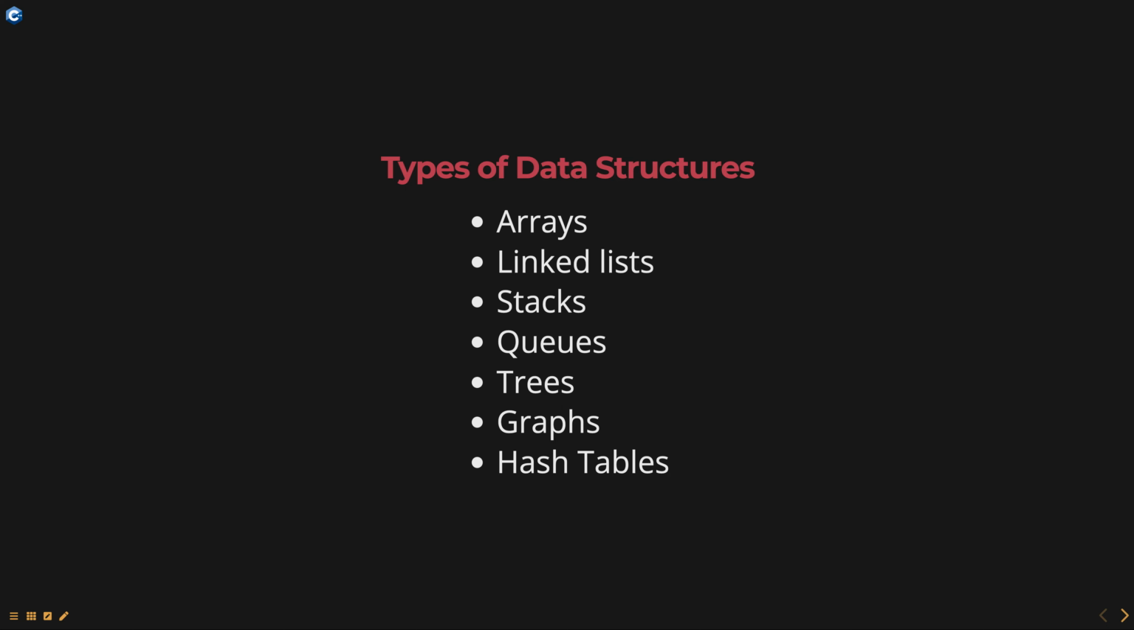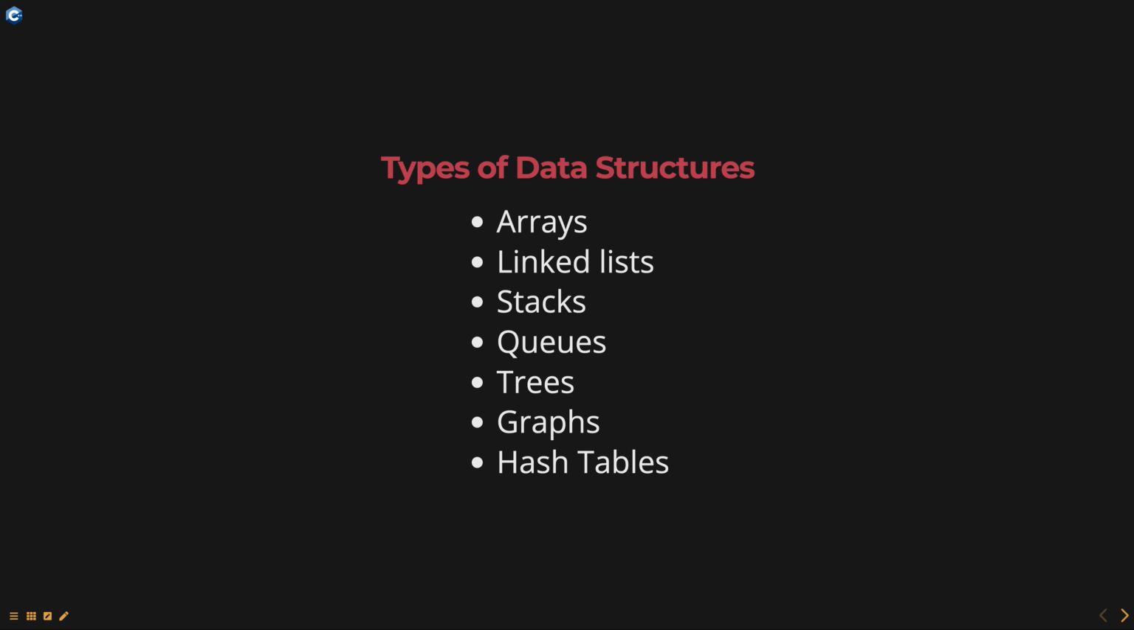Trees. A tree is a hierarchical data structure that contains a root node, branches, and leaves. Trees are used to represent hierarchical relationships between objects and for searching and sorting data.